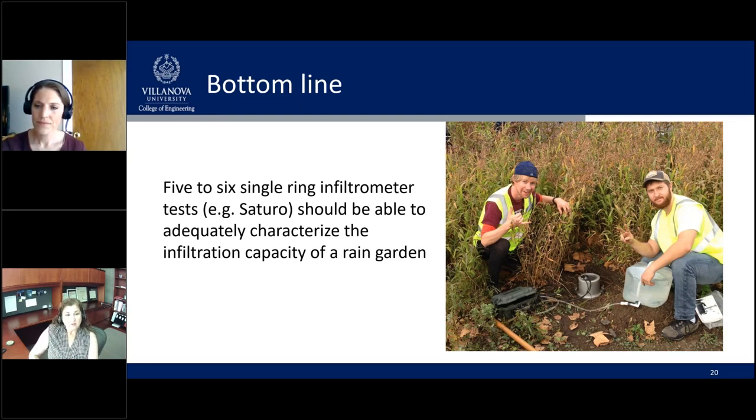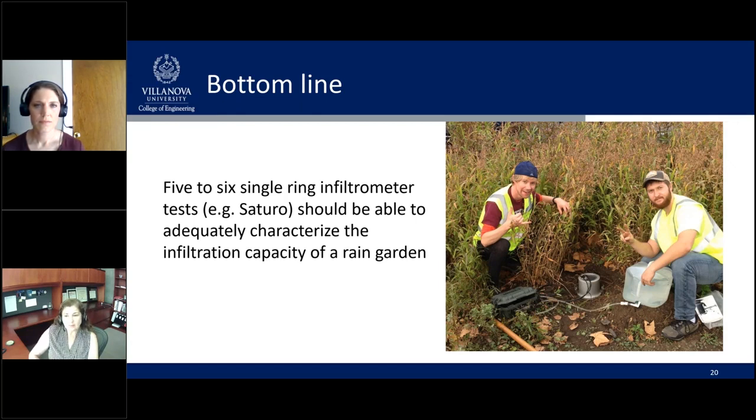They also found from taking a look at this data that 5 to 6 single ring infiltrometer tests like the Saturo should be able to adequately characterize the infiltration capacity of a rain garden. And what's nice about that is 5 or 6 tests are something that a technician and another person can easily get through in a day.